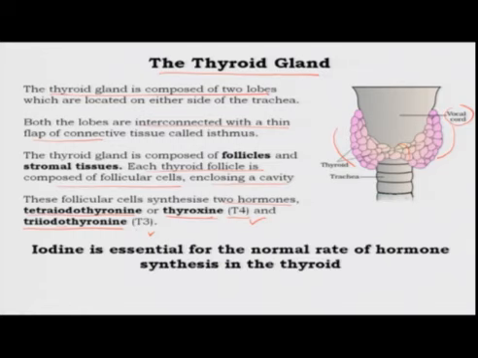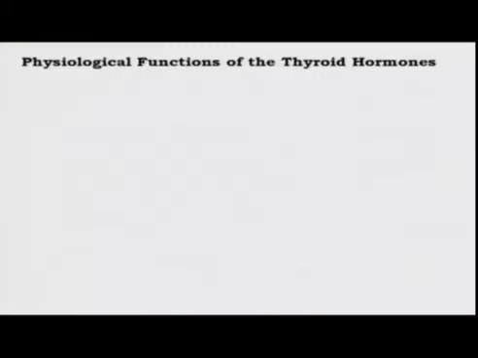So, as is obvious from what I have told you so far, iodine is a compound that is essential for the normal rate of hormone synthesis in the thyroid gland. This you must bear in mind when we talk subsequently about what kind of disorders happen when the thyroid gland does not function properly. Before we talk about the disorders, let us talk about the physiological functions of the thyroid hormones.